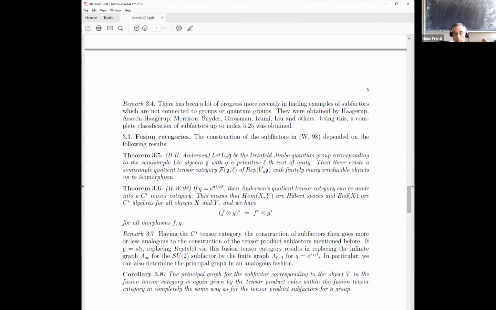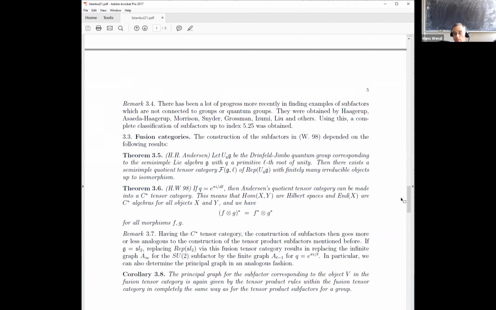Okay, quick thing about how was this construction of the subfactors done? It depended on two results. One was Anderson, which essentially he used this Drinfeld-Jimbo quantum groups. And the point here is for Q a root of unity. For this, the representation really becomes very complicated, but one can show that there exists a nice semi-simple tensor quotient of this representation theory with only finitely many irreducible objects.